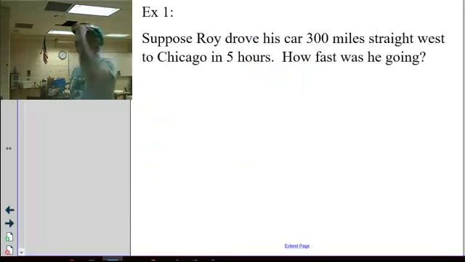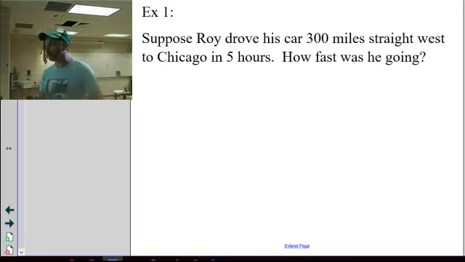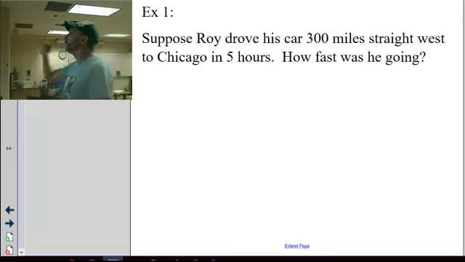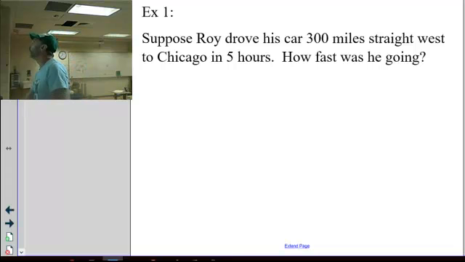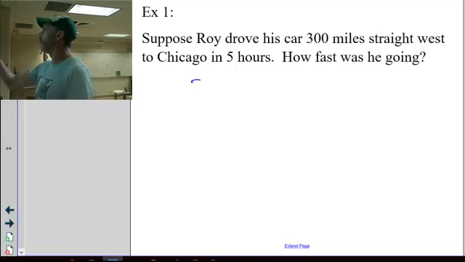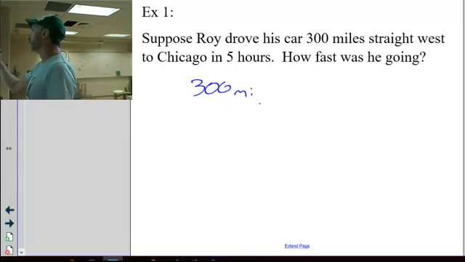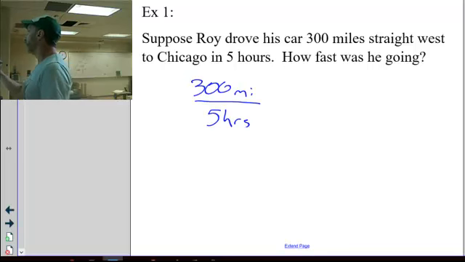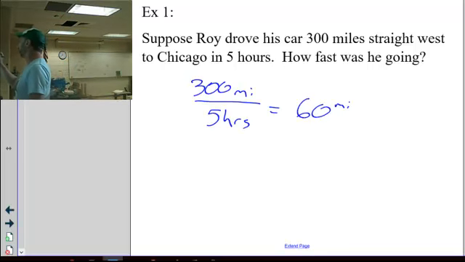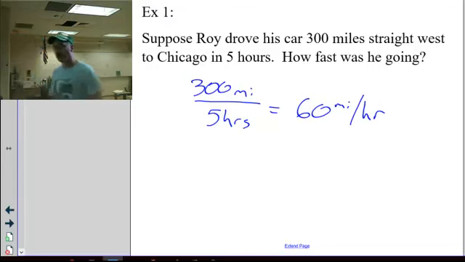Okay, so let's run through some examples here. In doing so, I'm going to show you a little bit about how I want you to solve problems. All right? So here, it says Roy drove his car 300 miles straight west to Chicago in 5 hours. How fast was he going? So prior to this video, what you probably would have done is you would have said, oh, well, he goes 300 miles in 5 hours. Oh, so that means he's going 60 miles per hour, right? Cool. And here, you're assuming that his velocity is constant, right?